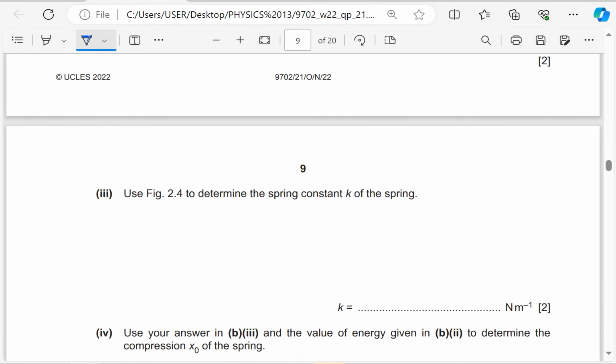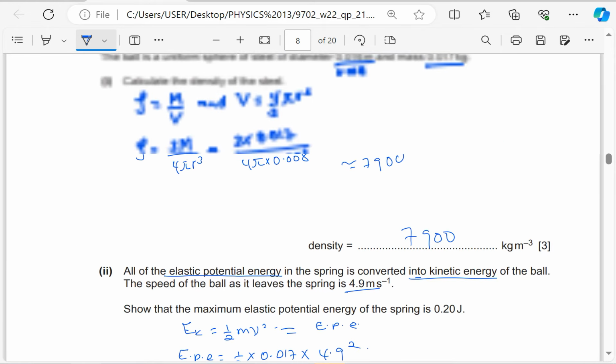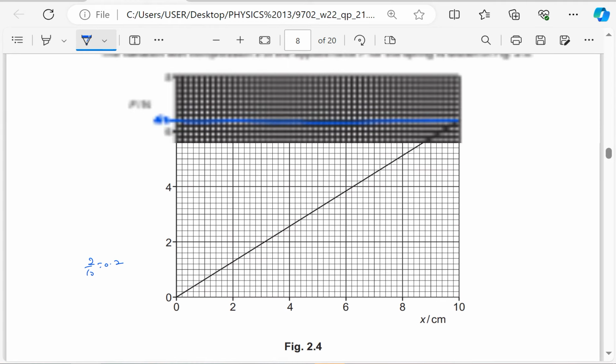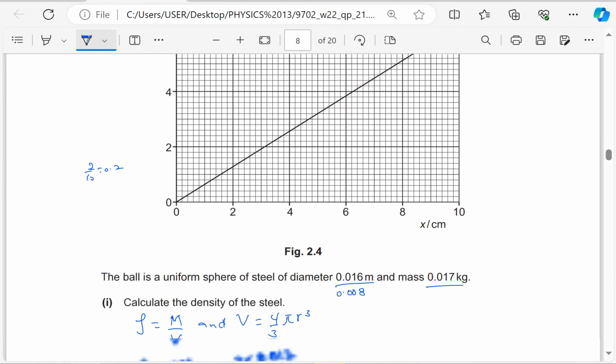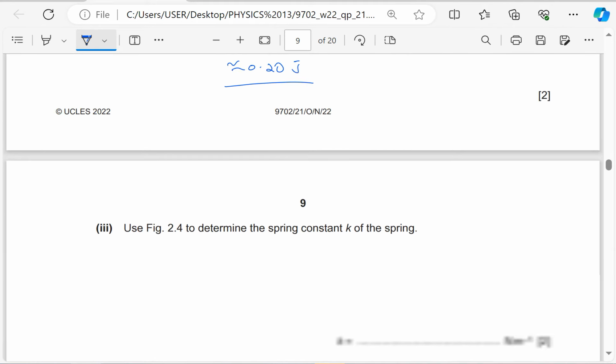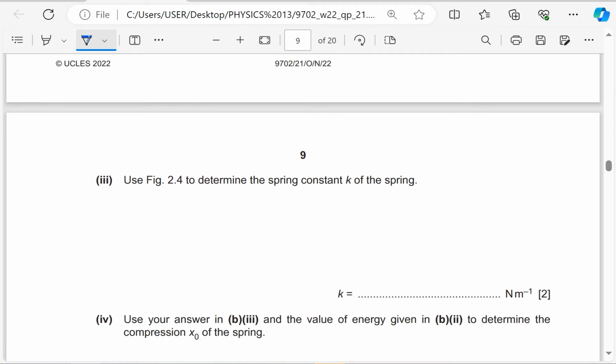Use the figure to determine the spring constant K of the spring. So to determine the spring constant K, it is a graph of F against X. X is compression. So the spring constant is going to be obtained from Hooke's law. From Hooke's law, F equals Kx, which means K is equal to F over X, or this could be the gradient of that graph. So K is going to simply be the gradient.